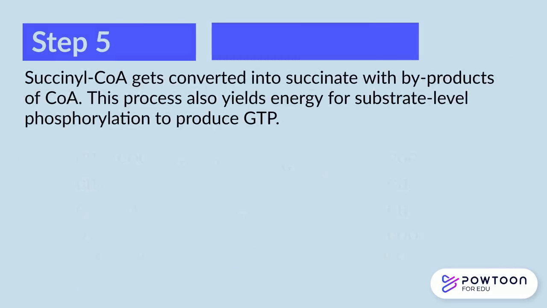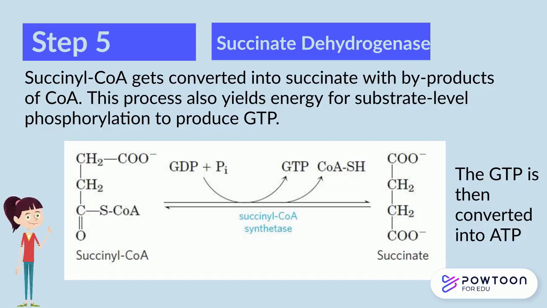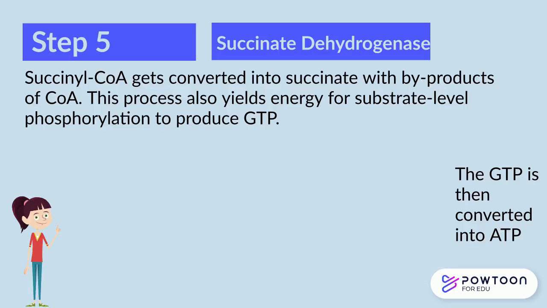Step 5. Succinyl-CoA synthetase. Succinyl-CoA gets converted into succinate with byproducts of CoA. This process also yields energy for substrate-level phosphorylation to produce GTP. This GTP then gets converted into ATP.